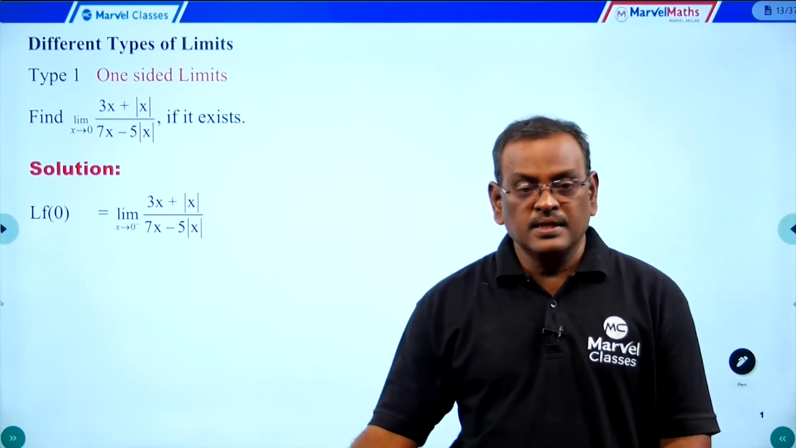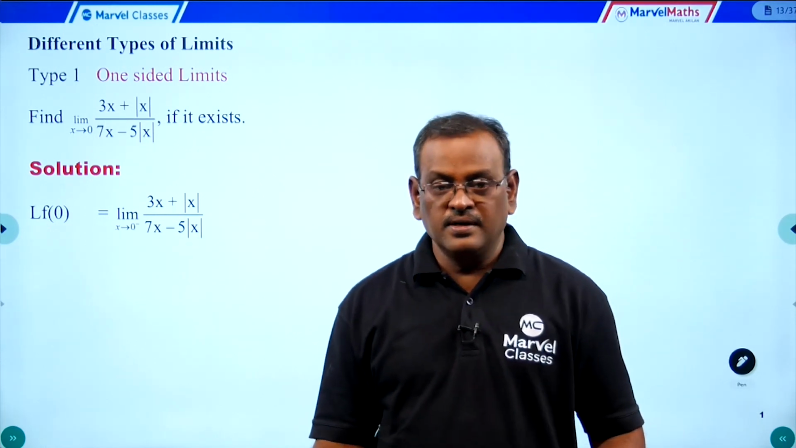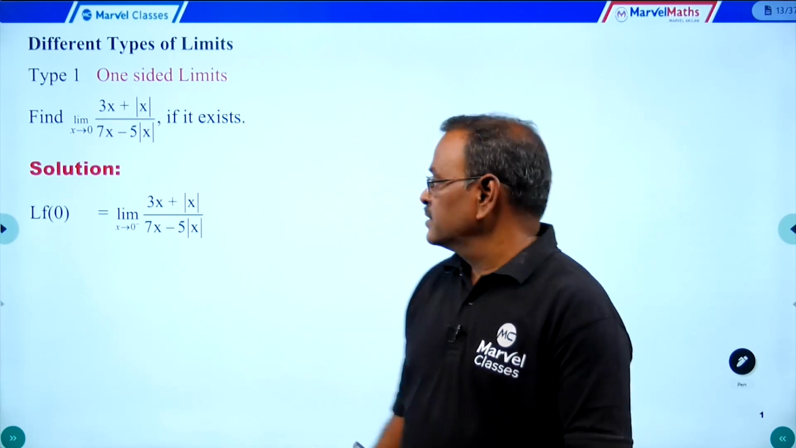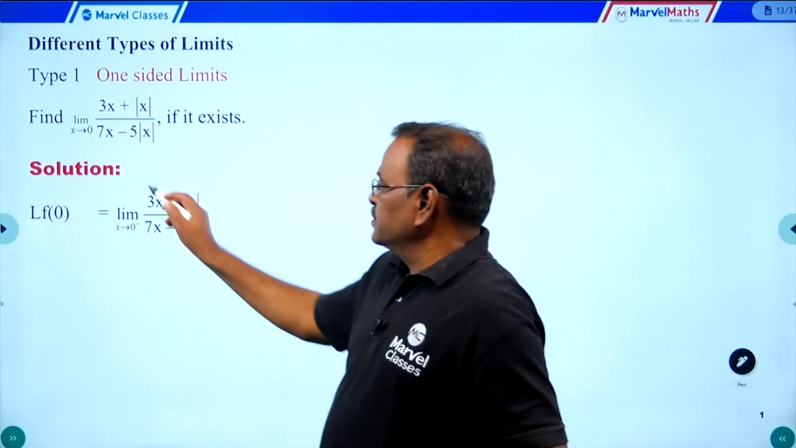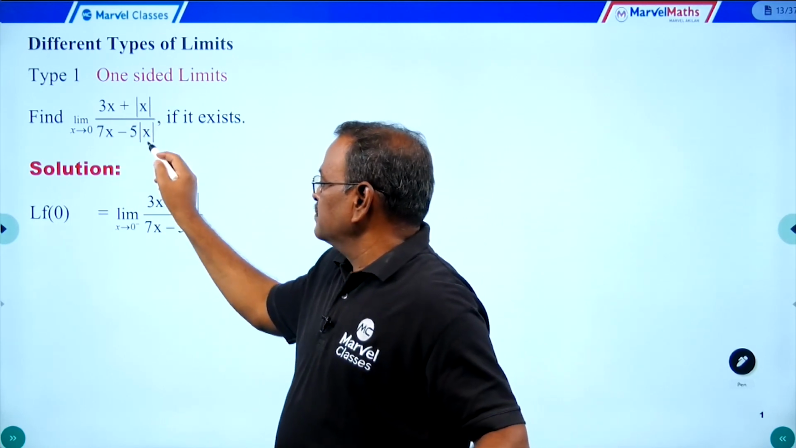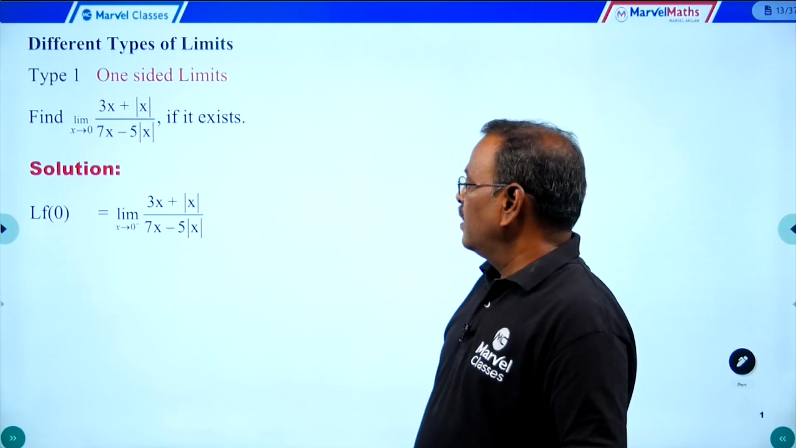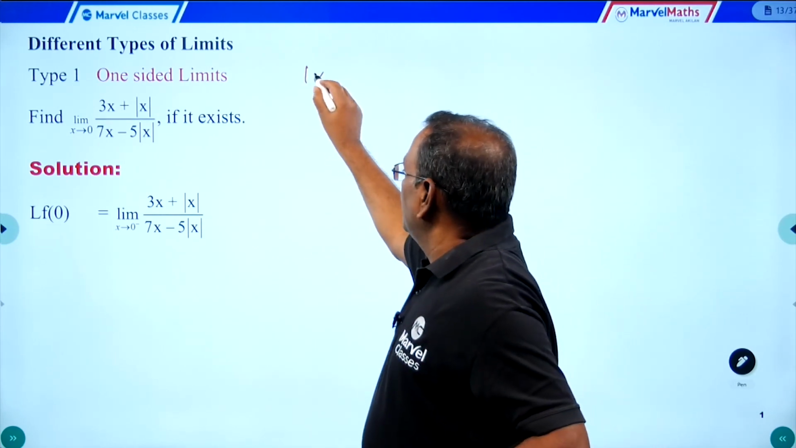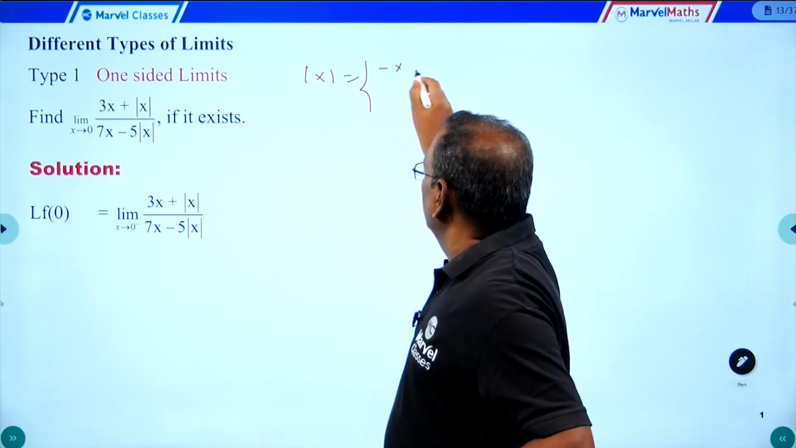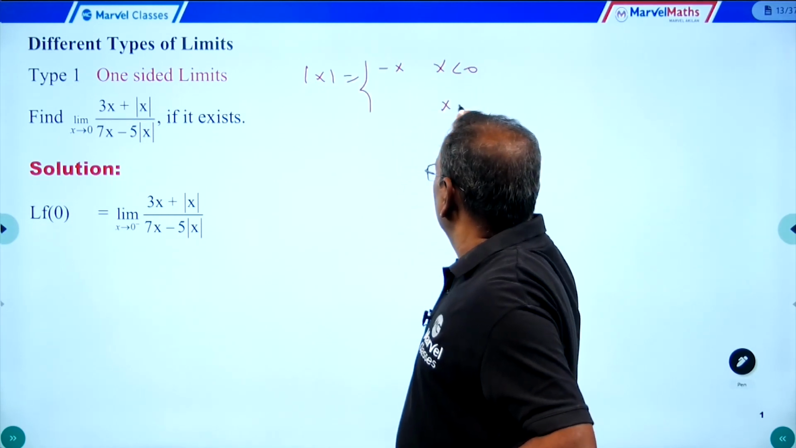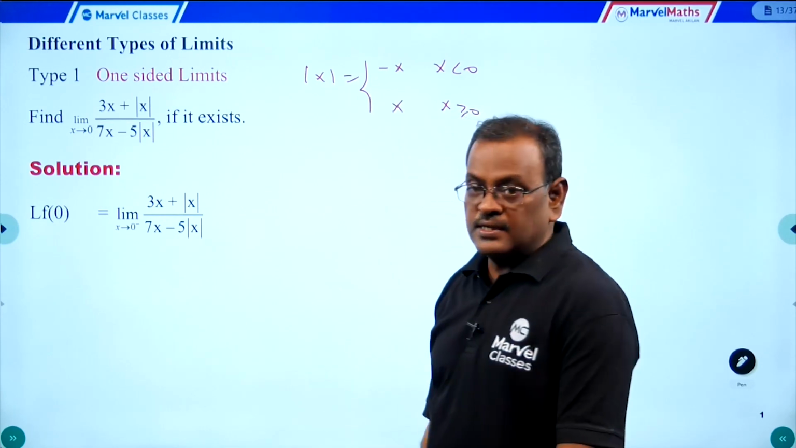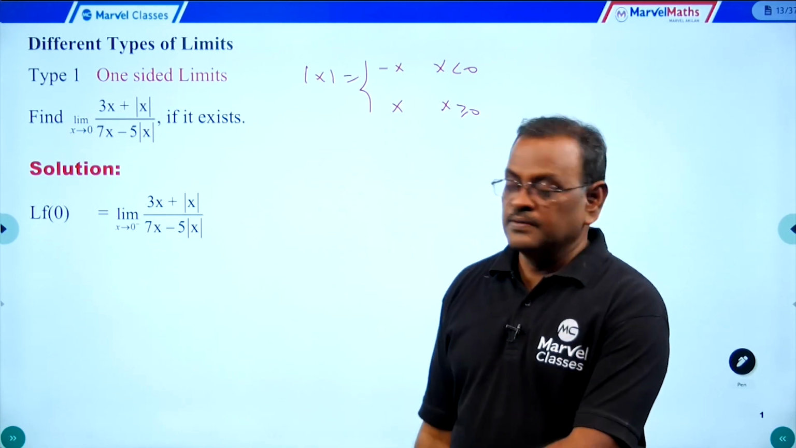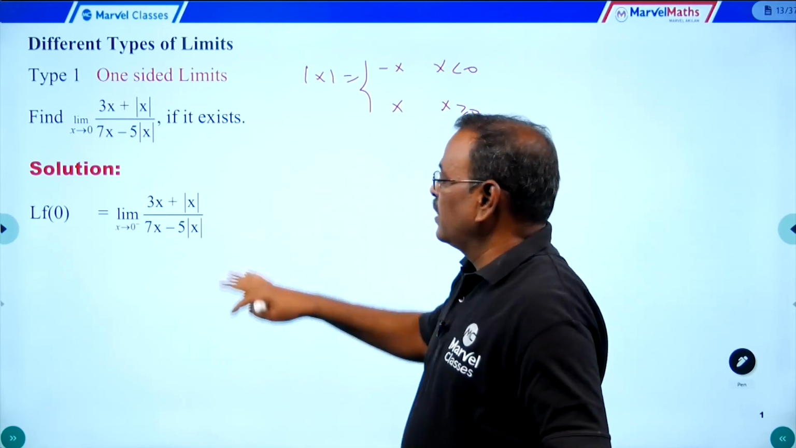Hello students, based on the types of problems, first I will teach problems based on left hand limit and right hand limit. The given question is limit x approaches 0, (3x + |x|) / (7x − 5|x|). Whenever mod x is there, what is the definition of mod x? |x| equals −x when x is less than 0, and when x is greater than or equal to 0, it is +x, correct? So for the left side it is −x, and for the right side it is +x. Based on this definition, you have to apply this.